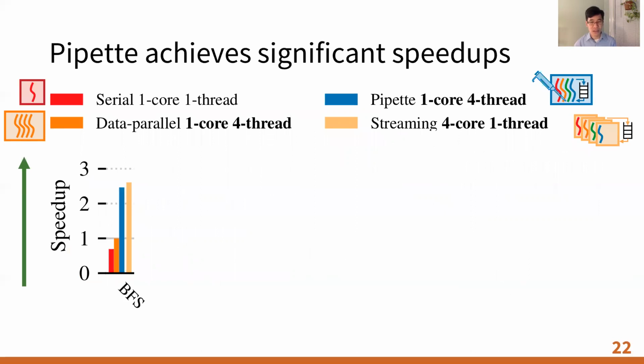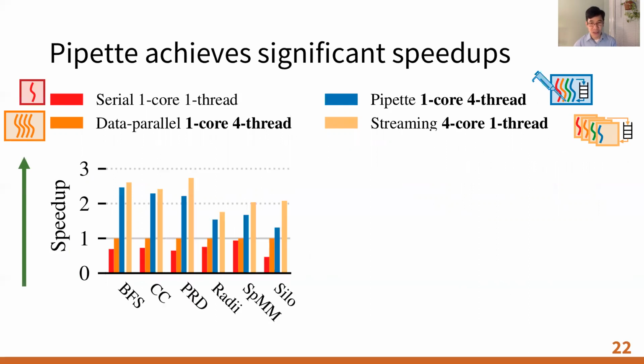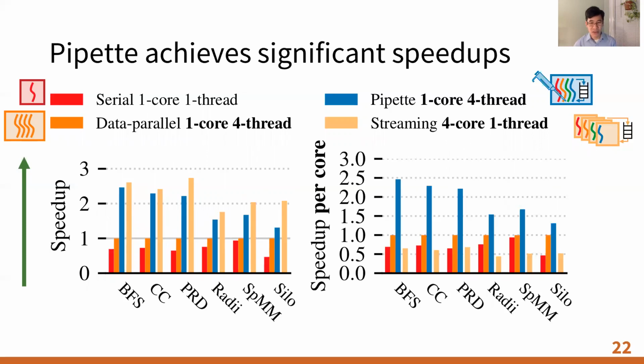In this slide, we show G-mean speedup for all 4 of our evaluated systems, showing just BFS at first. Higher is better. We normalize our speedups to the data parallel baseline, the orange bar. We see that the data parallel system does not improve much over the serial 1-core, 1-thread implementation, shown with the red bar. Pipette, the blue bar, achieves significant speedups over the data parallel baseline. While the streaming multi-core system does better, it does so with 4 times the cores. The remaining applications show similar trends in speedup. And when you look at speedup per core, Pipette speedups especially shine compared to the streaming multi-core implementation.